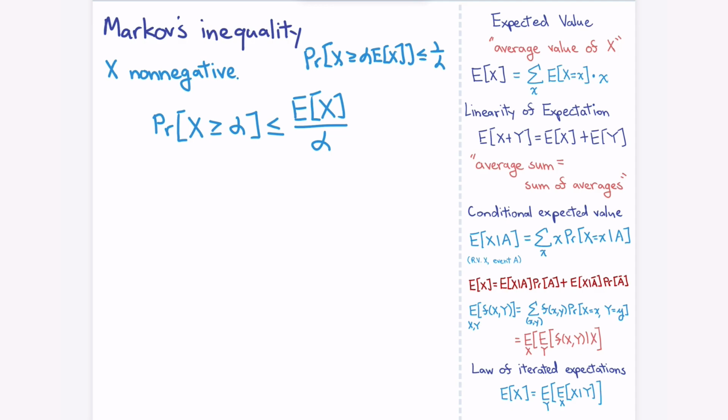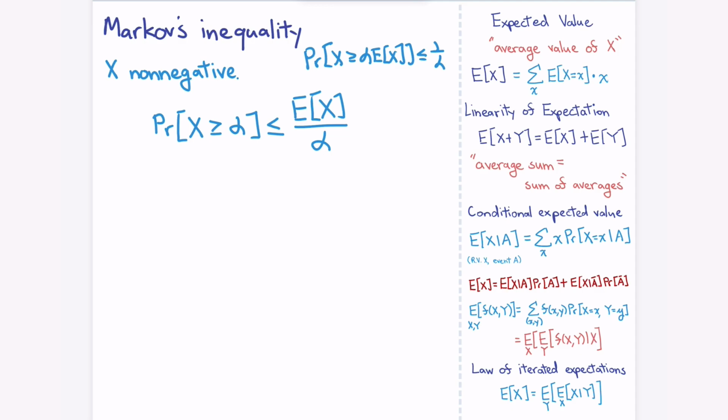The lowest possible is 0. So if more than half the class got 2 times the average, that would increase the average, right? So if the average was 40%, 2 times the average is 80%. And if more than half the class got 80%, then suddenly the average would be bigger than 40%. Okay, so that's all Markov's inequality is saying.